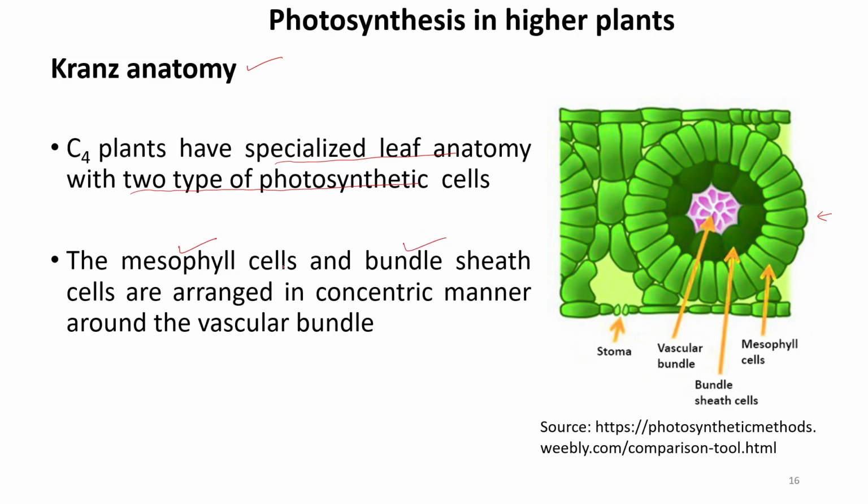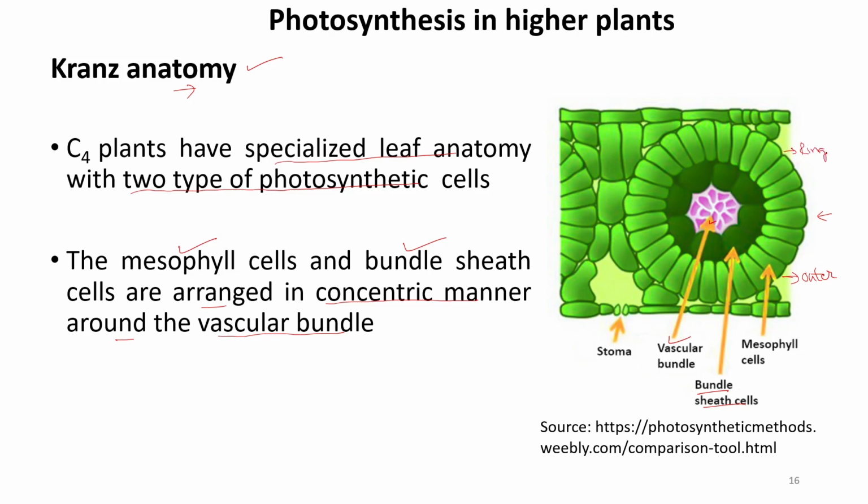Okay, so what happens in Kranz anatomy? The mesophyll cells and the bundle sheath cells are arranged in a concentric manner around the vascular bundles. Okay, so this is the vascular bundle here, the pink region. These are the mesophyll cells. Okay, the outer ones are the mesophyll cells. Then inside the mesophyll cells are the bundle sheath cells. Okay, bundle sheath cells, and they form, you can see, a ring.